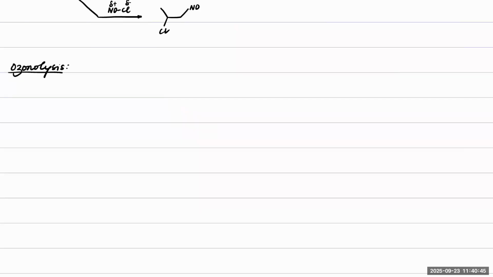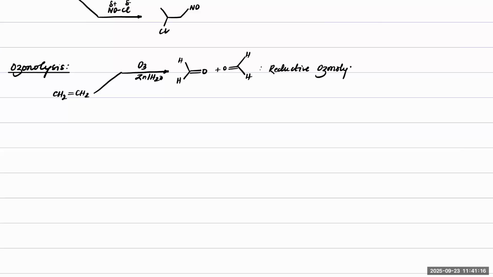Ozonolysis is basically an oxidation reaction. In case you have CH2 double bond CH2 and you treat that with ozone in the presence of zinc and water, this will give you an aldehyde form. So you basically break the double bond, and these hydrogens are present. So basically 2 moles of formaldehyde is what we get. This is called reductive ozonolysis.